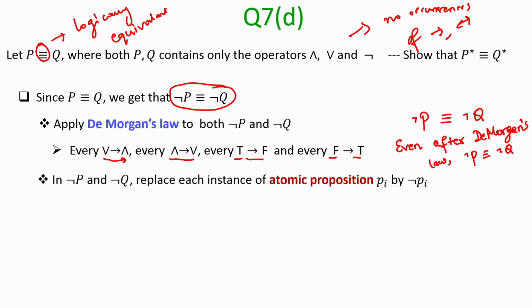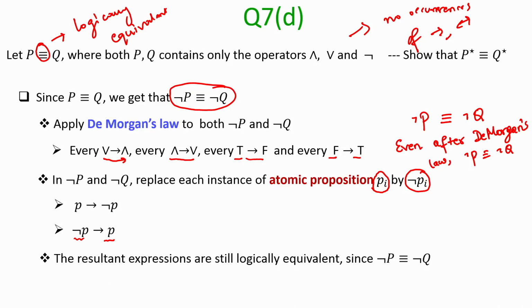So, the next thing that I do is, in negation P and in negation Q, each occurrence of the atomic proposition p_i, or a literal p_i, is replaced by the negation of that literal. That means, wherever you have an occurrence of a small p in P and Q, you replace it by negation p, and you do this both in the negation of P as well as in the negation of Q. In the same way, wherever you have an occurrence of the negation of a propositional variable p in these expressions, you replace it by positive p.